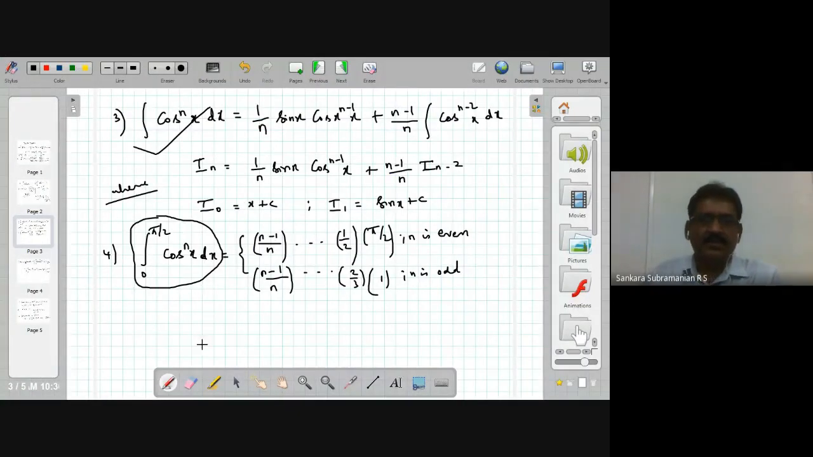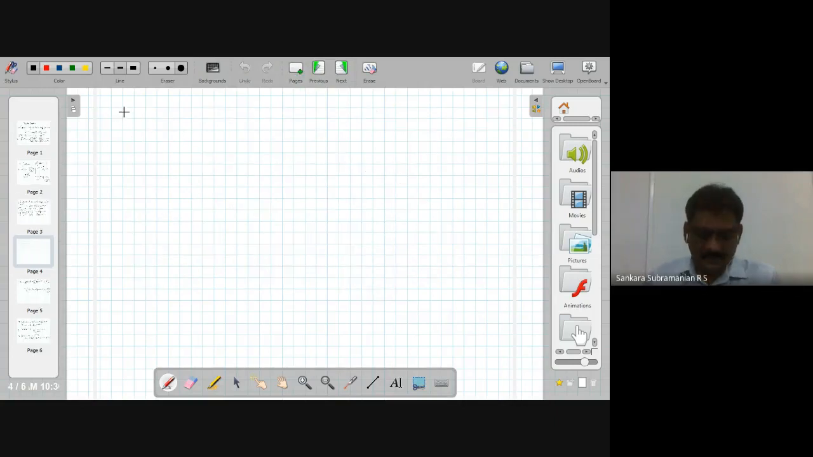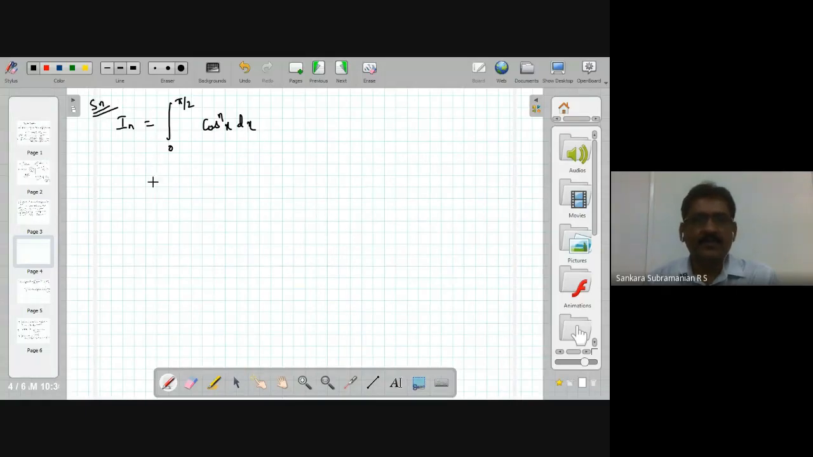Okay, integral 0 to pi by 2 cos 4nx dx. We have to do that, and we just try how to make it possible. So the fourth problem, reduction problem, is integral 0 to pi by 2 cos to the power n x dx. Reduction form, right? So usually we take I n equal to this, and we write this as integral 0 to pi by 2, the same process, cos to the power n minus 1 x into cos x dx.